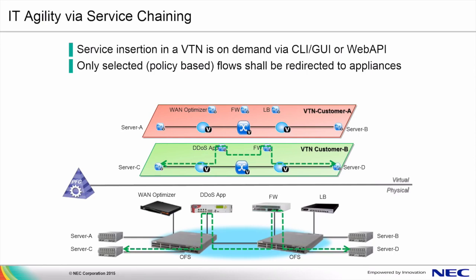These changes can again be achieved on demand via centralized control from the CLI, the GUI, or via a series of web API calls from some sort of orchestration system. So next, we'll show the required configuration on the PFC to deploy service chaining in this fashion.